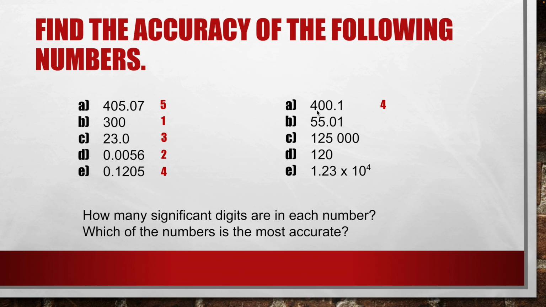Here I have 4 because it's surrounded. 4. Just these first 3. Just these 2. And with scientific notation, we have these 3 are considered significant. And so this first one here is my most accurate number. It has the highest number of significant digits.